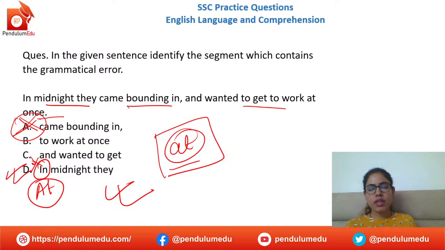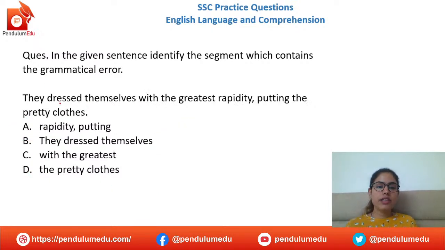Let's move ahead. On the next part, there's another error. They dressed themselves with the greatest rapidity, putting the pretty clothes. Quickly tell me. Ashish, you can put 90, if you want without E, you can take that. Okay, I am no one to question now.